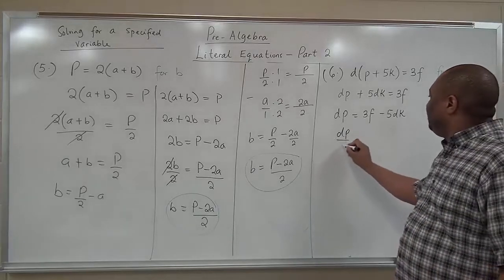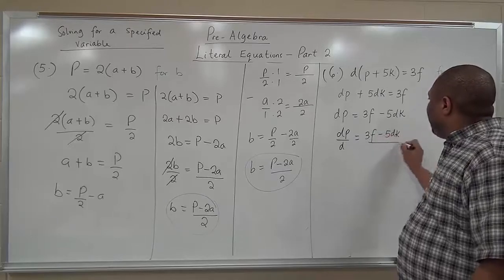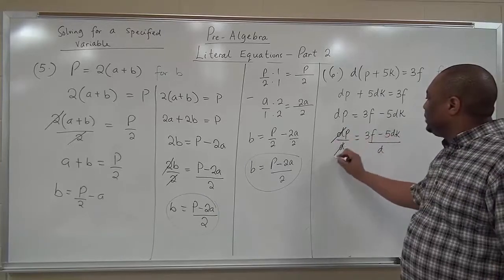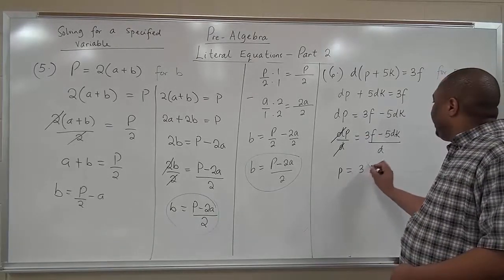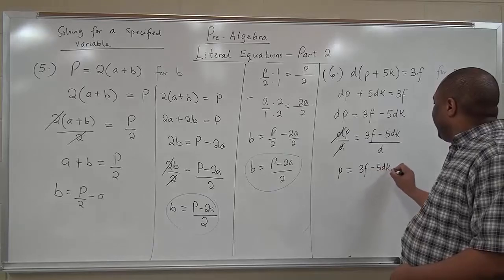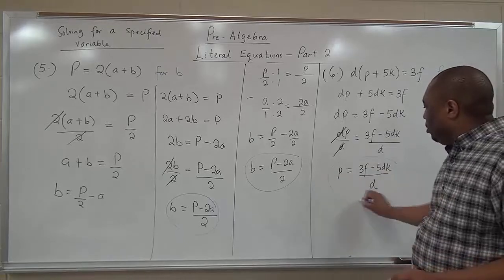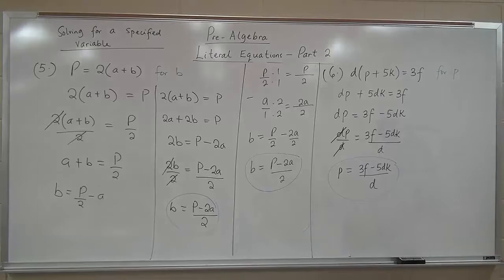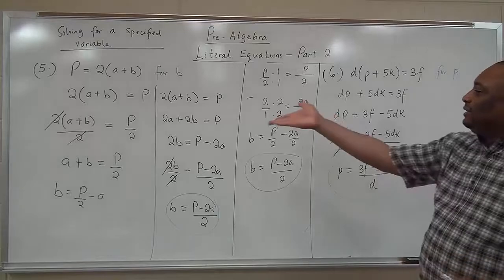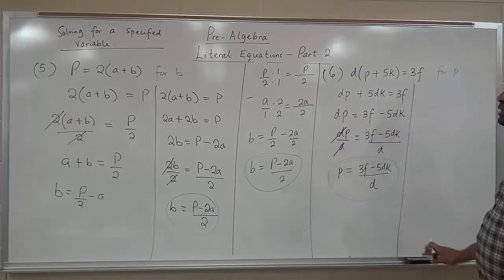Right? So dp divided by d is equal to 3f minus 5dk divided by d. So d divided by d is 1. So our p will be 3f minus 5dk all over d. And this becomes our answer. It's pretty straightforward, right? Now, if you want to use the other method, that's up to you. We can kind of quickly use the other method.